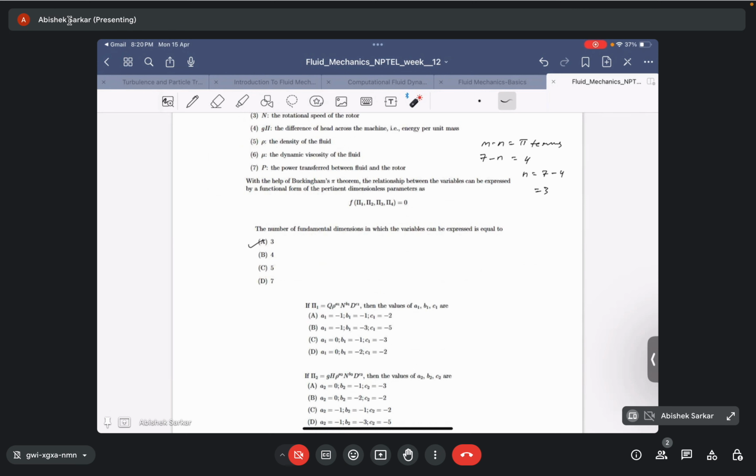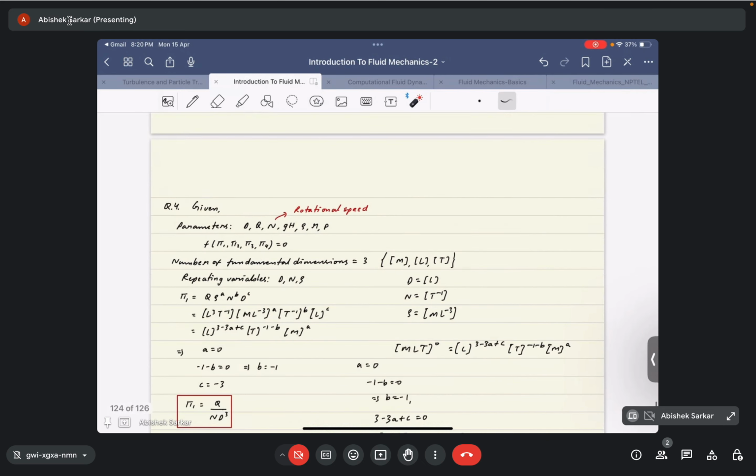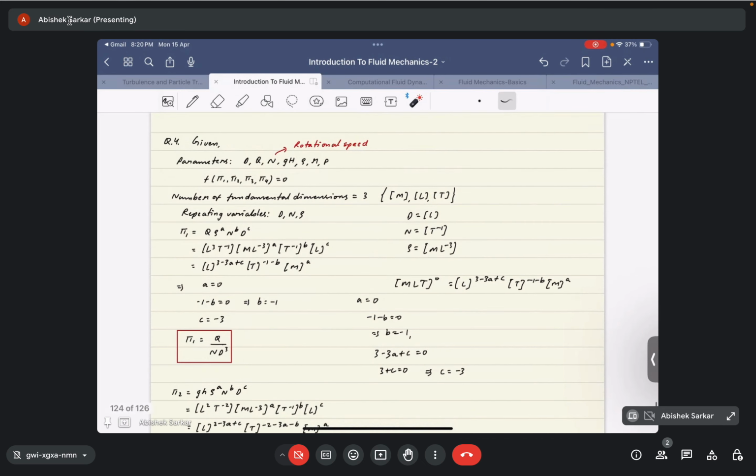For the first non-dimensional parameter, we have that pi 1 is q rho a1 n b1 d c1. The dimension of d is L, n is time inverse, and rho is M L to the power minus 3. The dimension of q we also know is L cubed times T to the power minus 1. Then we have M L to the power minus 3 to the power a, T to the power minus 1 to the power b, and L to the power c.